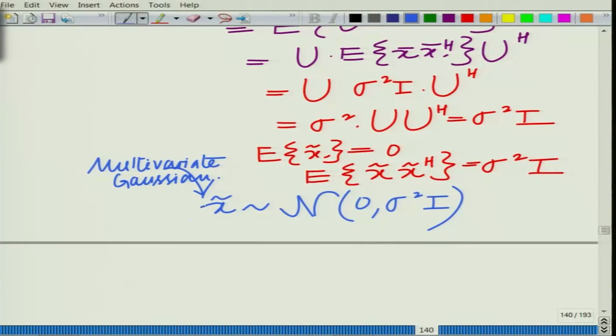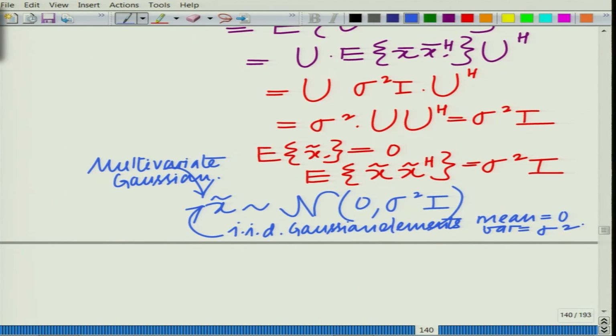So, x tilde also has IID Gaussian elements, mean equal to 0 and variance equal to sigma square. So, that is the interesting property that you have over here.